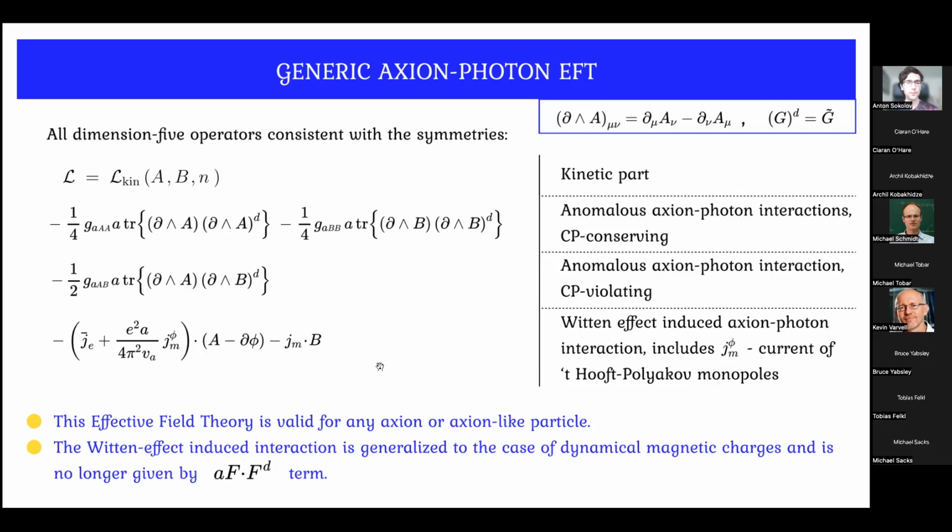So we generalized the Witten effect-induced interaction, which is normally just written in terms of the A F-dual term as usual. We generalized it to the more general case where the magnetic charges can be dynamical, so to say, the case where the magnetic charges are now treated in a full quantum field theory framework.